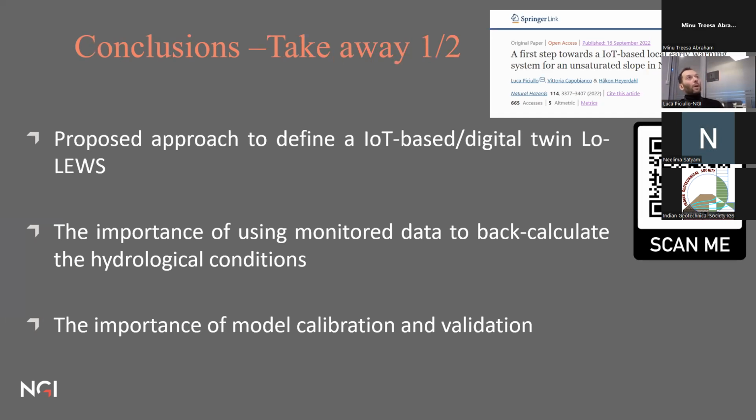Conclusion, takeaway, first part. We have proposed an approach to define an IoT-based digital twin, local labs, and the importance of using monitored data to back calculate the hydrological condition. So the importance of having a reliable model, a digital twin, let's call it this way, that we trust, and the importance of having calibration and validation. You can find this in way more detail in the publication. It is open access. You can scan the QR code and you can get it.